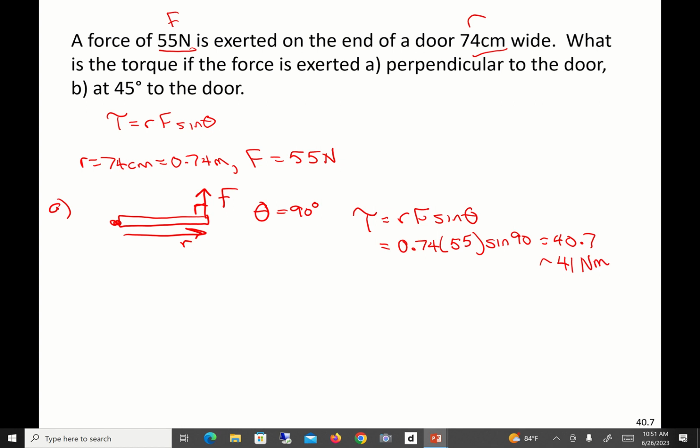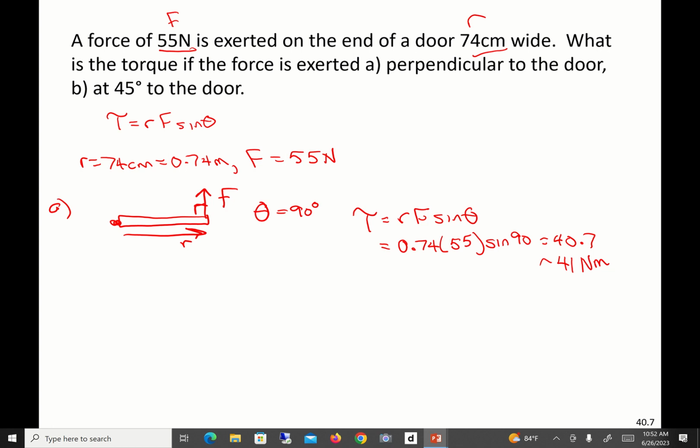And again, I look back and I round off to the correct number of significant figures. In this case, if I look at my numbers, I have 2 significant figures in 55 and 2 in 74. So I'm going to round off to 2 significant figures.